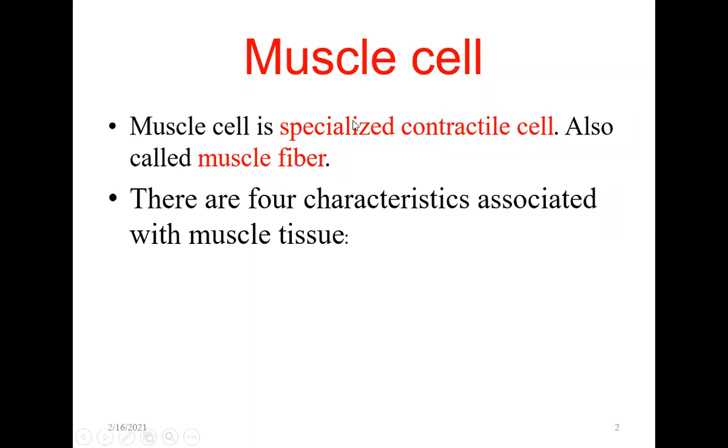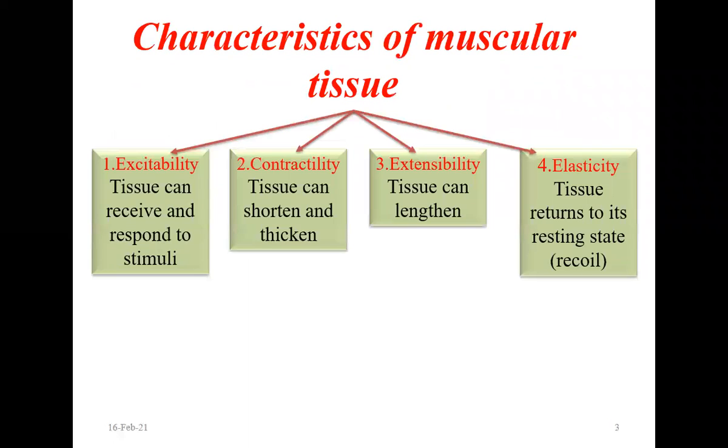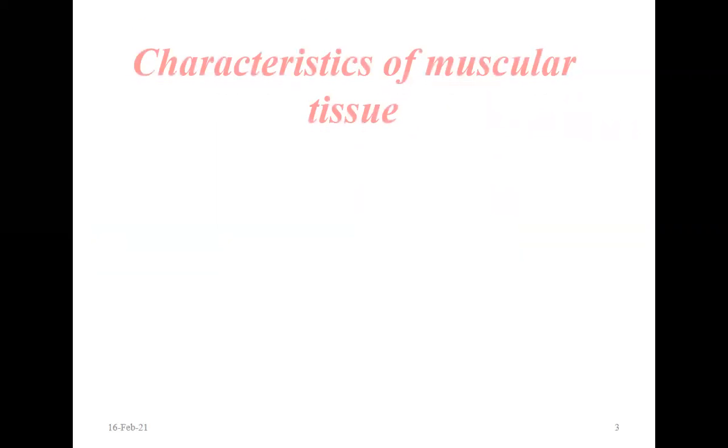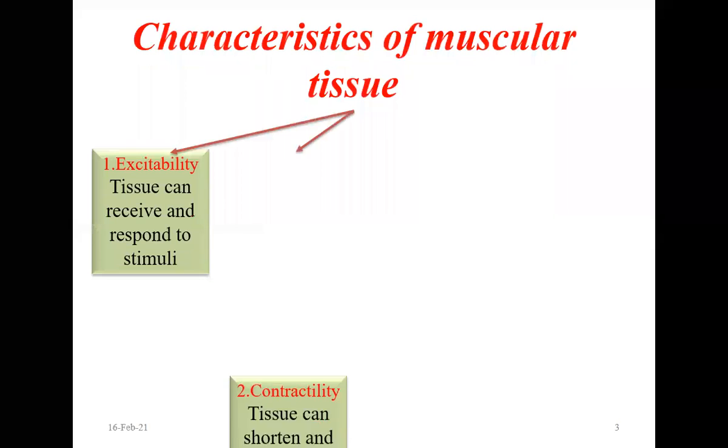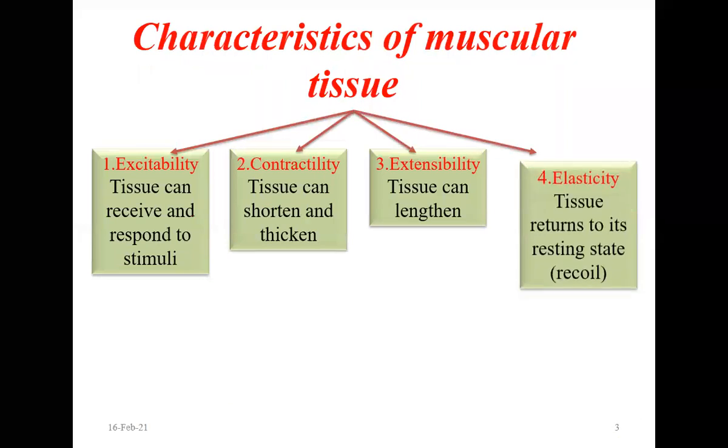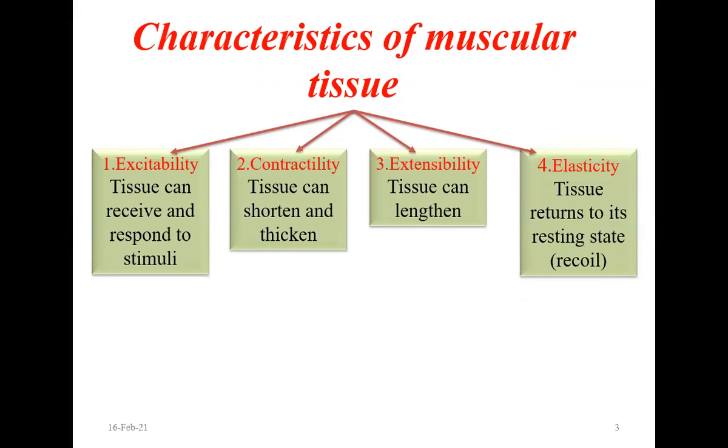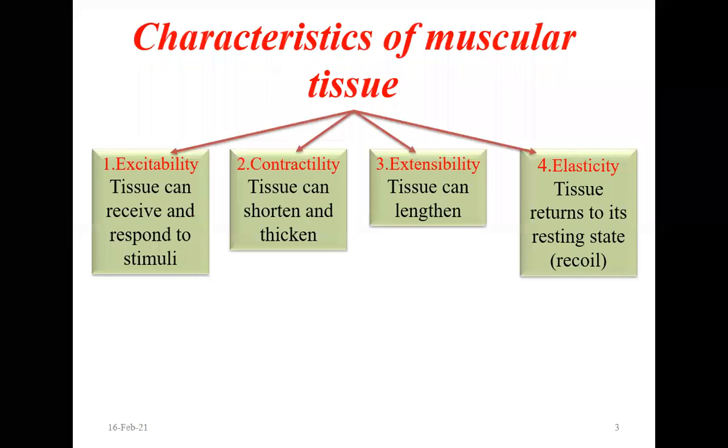There are four characteristics associated with the muscle tissue. So there are four features of the muscle tissue. Which are those? If you see here, the first one is excitability. The second is contractility. The third is extensibility. And the fourth is elasticity. So these are the four important features of every muscle cell or tissue.